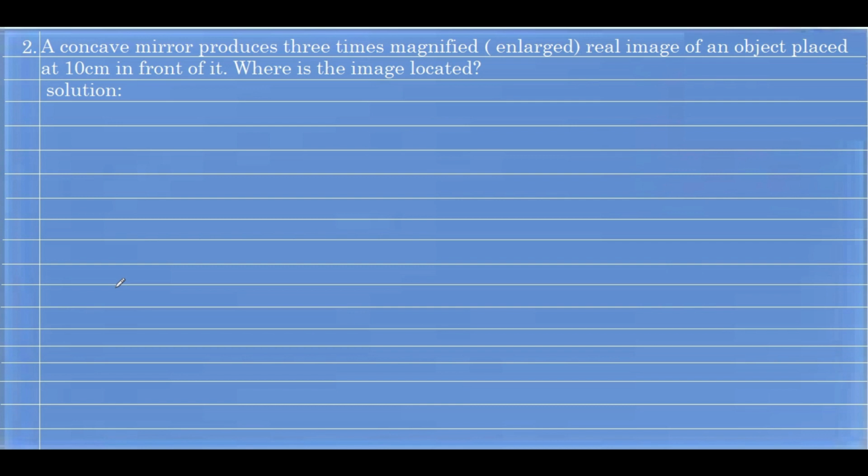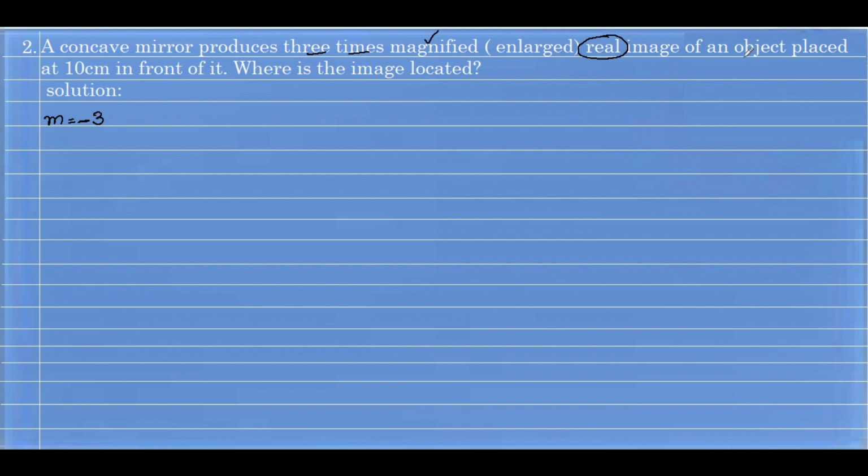The second question is a concave mirror produces 3 times magnified real image of an object. Magnified means magnification is given here, and the magnification is 3 times. So magnification is equal to 3, where it is a real image. Real image means if the magnification is negative then it will give a real image. If the magnification is positive then it will give a virtual image. So it is a real image, so we need to write it as minus 3.